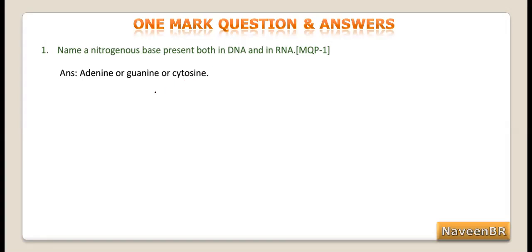Now the answer is adenine or guanine or cytosine. Both adenine and guanine are purine bases. Purines are common for both DNA and RNA. And cytosine is a pyrimidine base, and among the pyrimidine bases, cytosine is common for both DNA and RNA, whereas thymine is seen only in DNA and uracil is seen only in RNA, which belong to the pyrimidine bases.